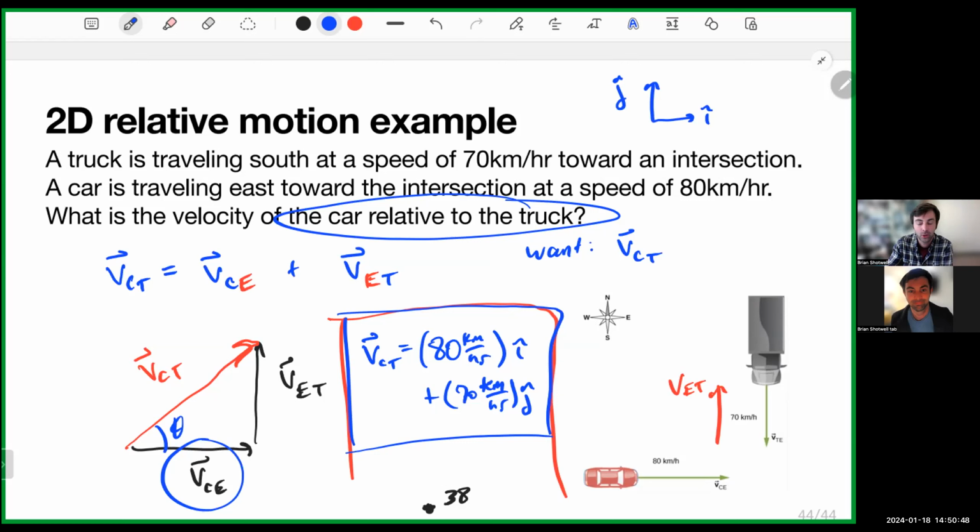Okay, I hope these examples made sense and were helpful.